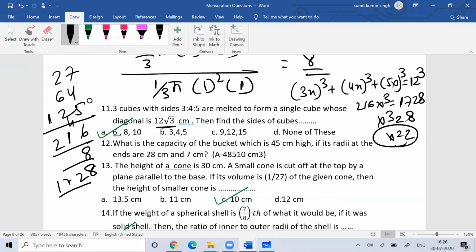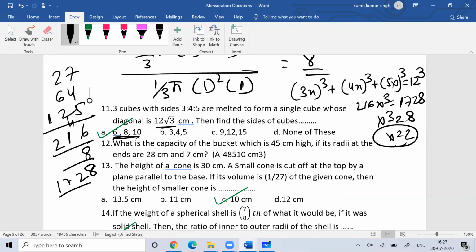So the sides would be 6, 8, and 10, because 3x, if x is 2, then 3x would be 6, 4x would be 8, and 5x would be 10. Then capacity means they're asking you the volume, and here the options can be in meter and all. If the options are in liter, you know that 1 meter cube is equal to 1000 liter.